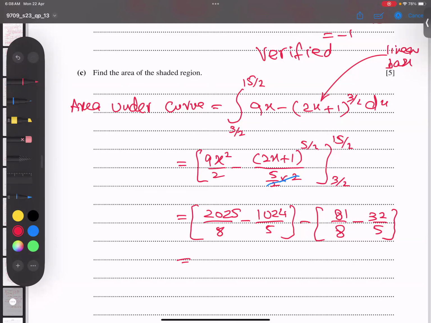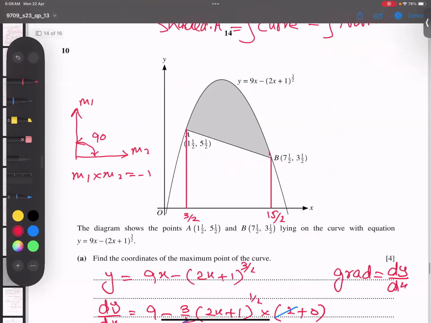And my answer is finally coming 44.6. This is not the final answer. Unit square. This is the area under the curve. Okay. But now I'm going to subtract what? The trapezium area. So students, I'm going to show you this trapezium area.